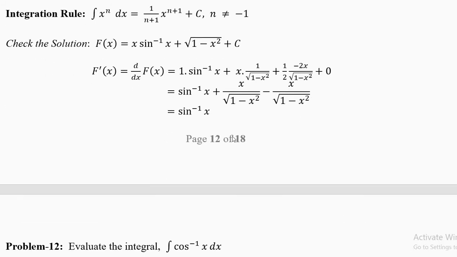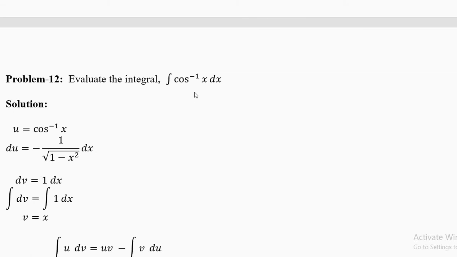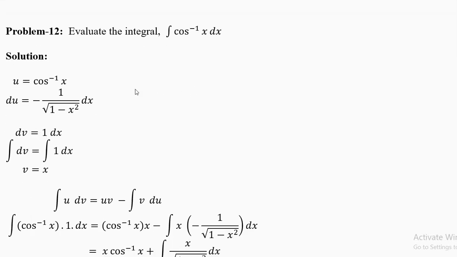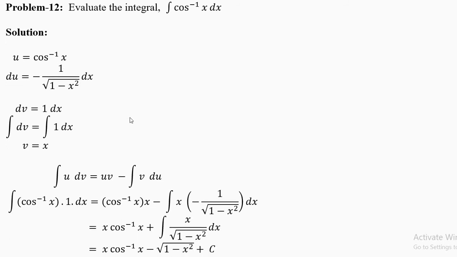You read it again. Same thing happens for cos inverse except that you will get an opposite sign. Put u equal to cos inverse x, du equal to minus 1 over 1 minus x square under the root dx, dv equal to dx, v equal to x.